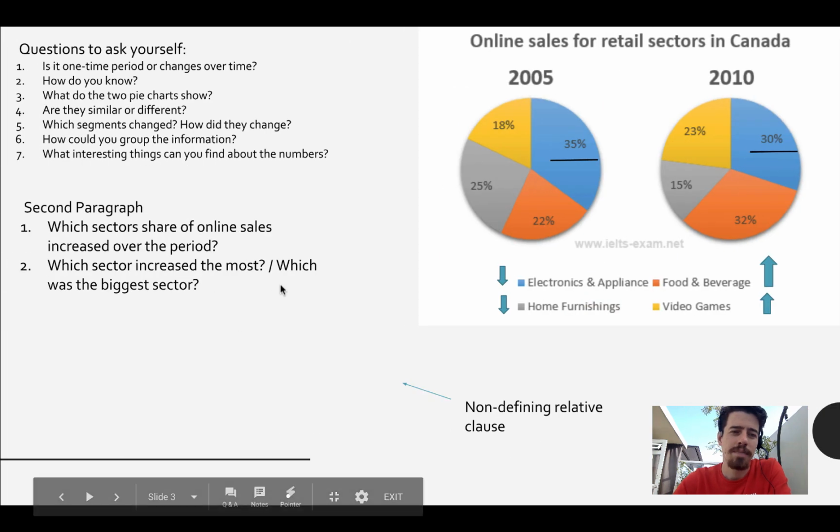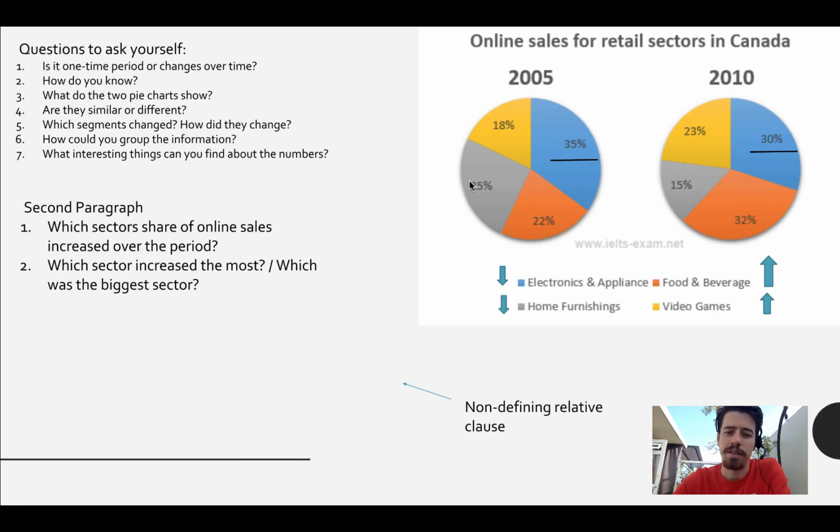Okay, for the second paragraph, again, we got the graphs up here. Which sector's share of online sales increased over the period? So in this paragraph, we're looking at the sectors which increased their market share between 2005 and 2010. And you also need to know which sector increased the most and which was the biggest sector. Okay, so again, you need to actually do the work. You need to write this information down. So you need to write it in a paragraph.